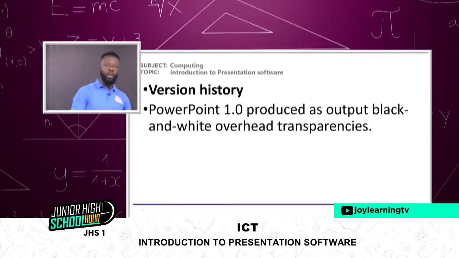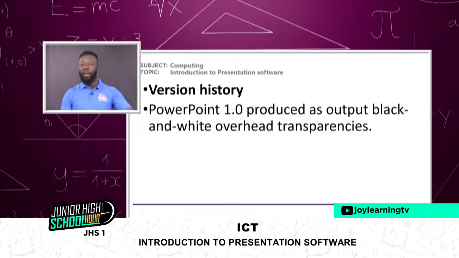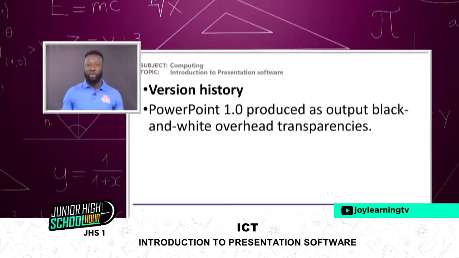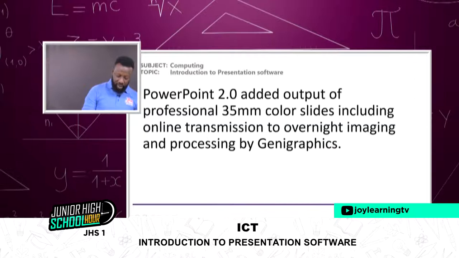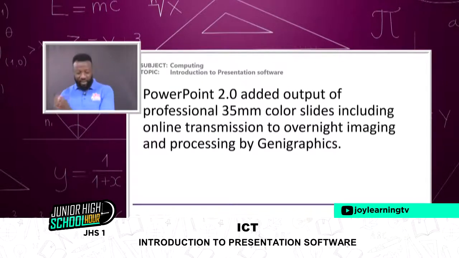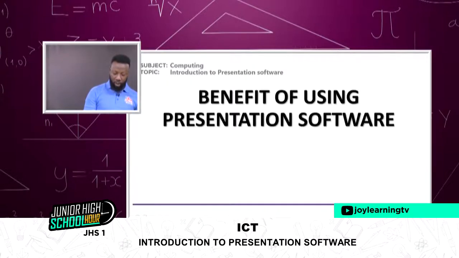Now, the first PowerPoint was called PowerPoint 1.0, which produced an output of black and white. Its output was just black and white. There was no color. Just black and white text and lines, geometric lines, as I mentioned formerly, overhead transparencies. They were all transparent. Then another one came, PowerPoint 2.0, which added output of professional 35 millimeter color slides, including online transmission to overnight imaging and processing by Genigraphics. So by PowerPoint 2.0, they added a color touch to PowerPoint. So that is where it changed.